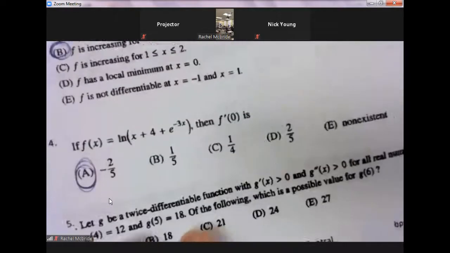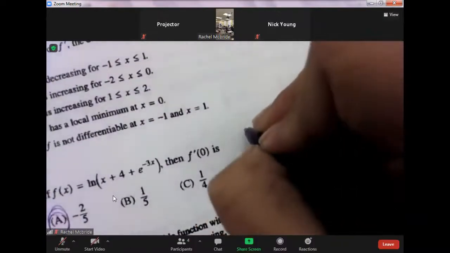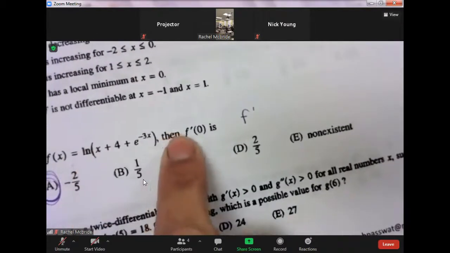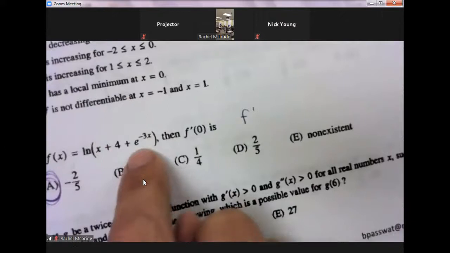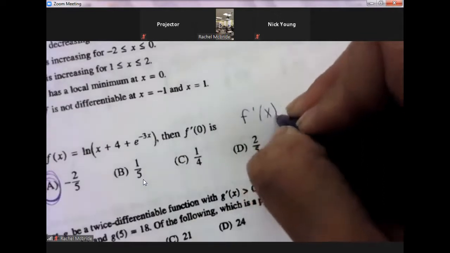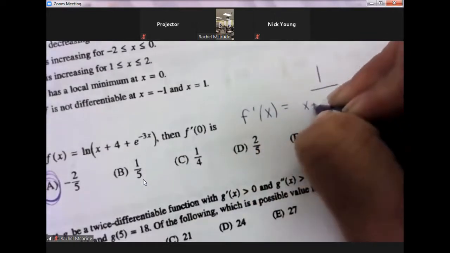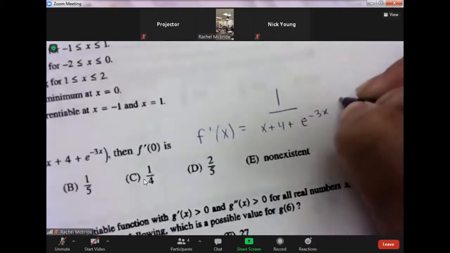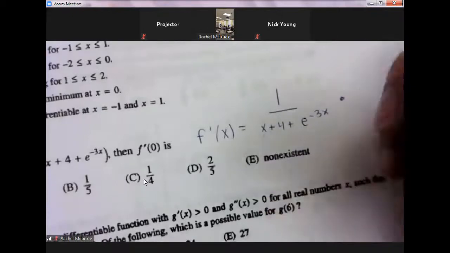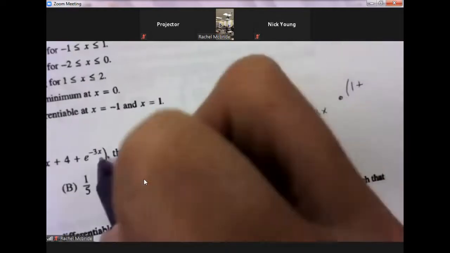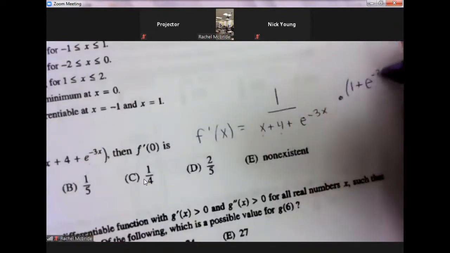Okay, so F prime is 1 over, so this is a natural log. The derivative of natural log is 1 over the inside of the natural log times the derivative of the inside. So F prime of x would be 1 over x plus 4 plus e to the negative 3x, times the derivative of all of that. Derivative of x is 1. Derivative of 4 is 0. And derivative of e to the negative 3x is e to the negative 3x times negative 3.